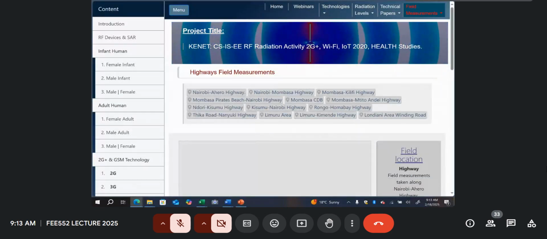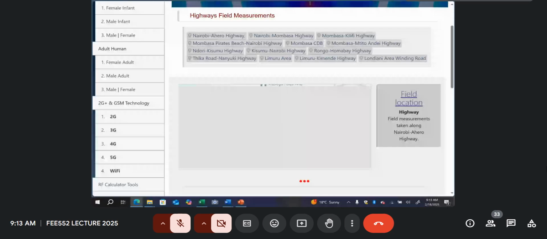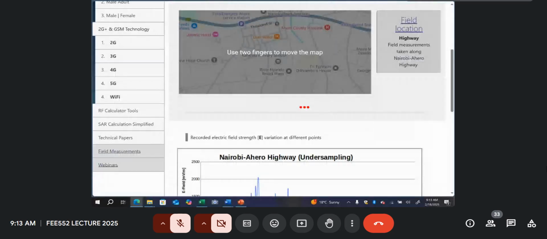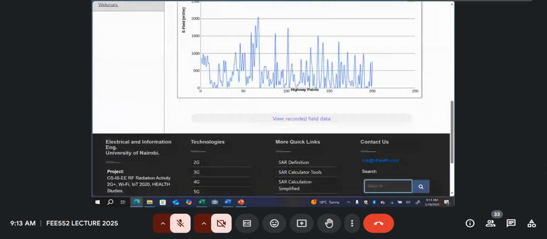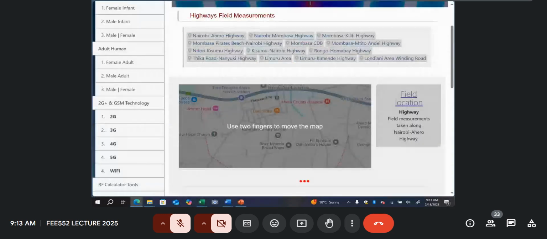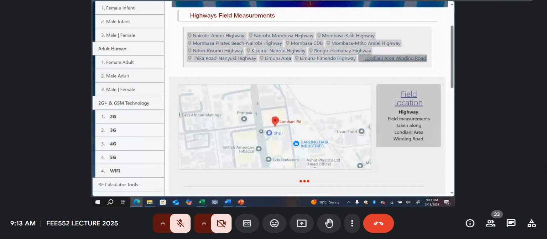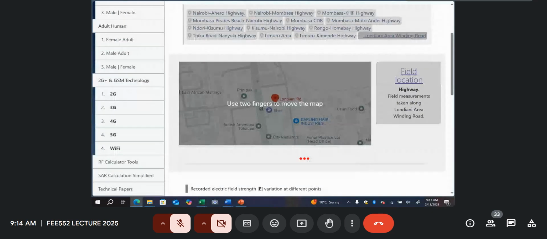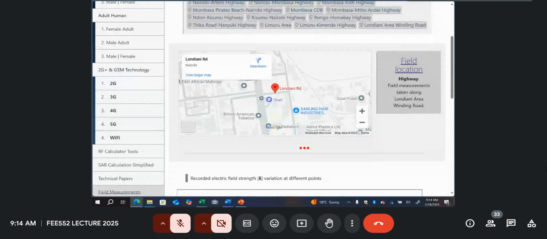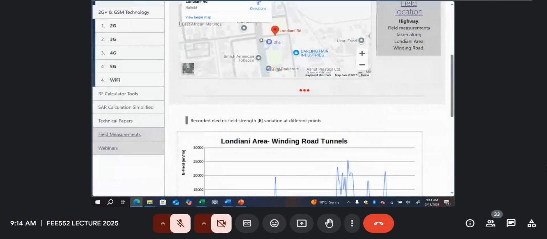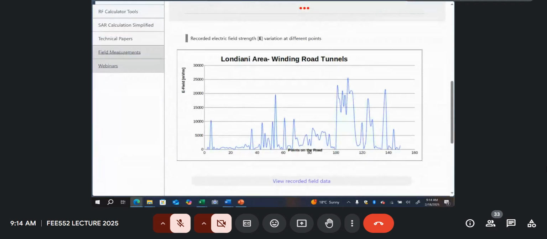Yeah, you can see the highways are here. Nairobi-Ahero Highway, then we can go to Londiani. I know Londiani was bad. This is after you branch off from Nakuru, you go towards Kericho, then you branch off towards Moroni, I think. So you can see the Londiani area winding road, it was going up to 20,000.